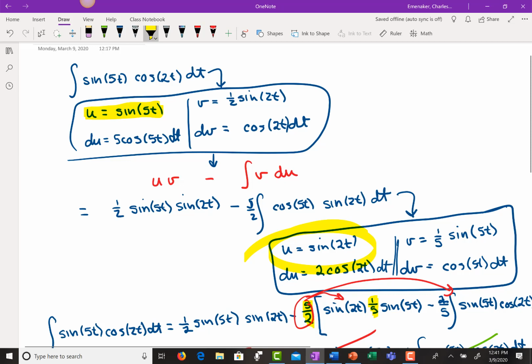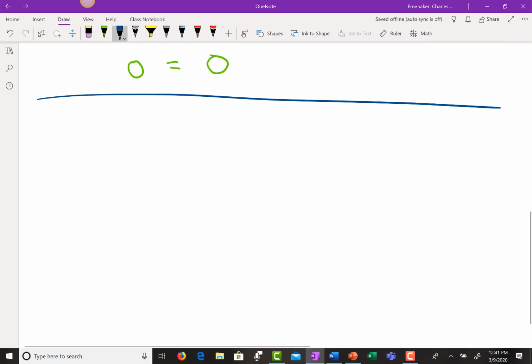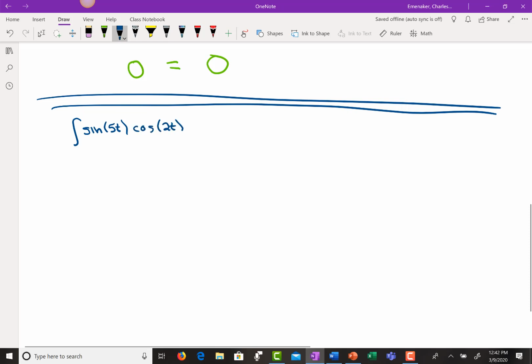Let's take a second run at this, which is on page 9. It's the gray box on page 9. And this time, the only difference is going to be which factor we assign u to on the second round. Okay, so we're going to start out again, where we have our integral. It's a sine of 5t, cosine of 2t dt. Okay?